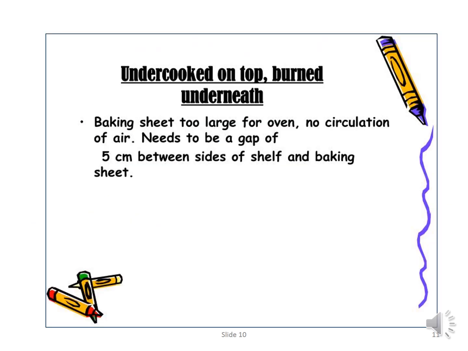Sometimes we find that cake is undercooked on the top, but it is burned beneath. It can be if the baking sheet is too large for the oven and no circulation of air because of that takes place. At least there should be a gap of 5 centimeters between the sides of the shelf and the baking sheet, so that there is a proper circulation of the air and the cake gets heat uniformly from all the sides and rises.